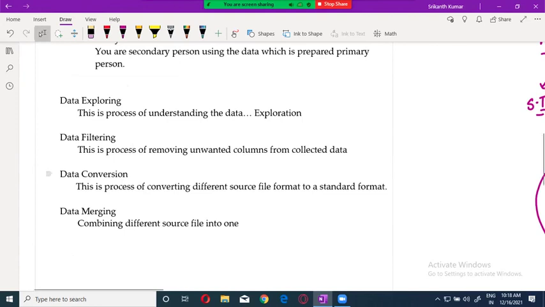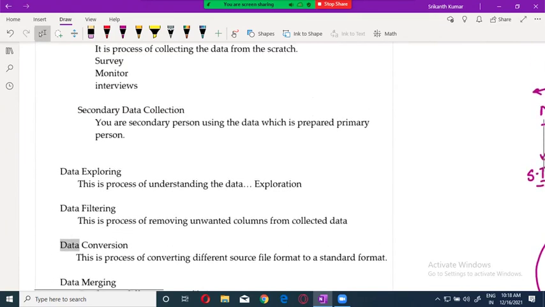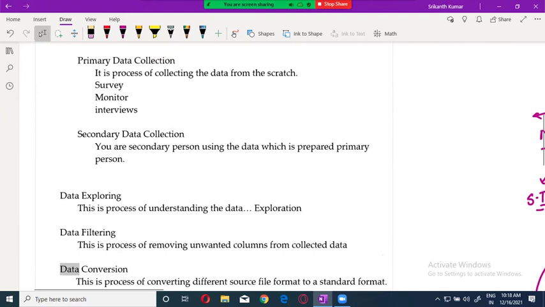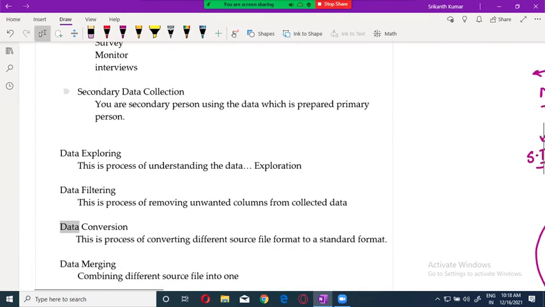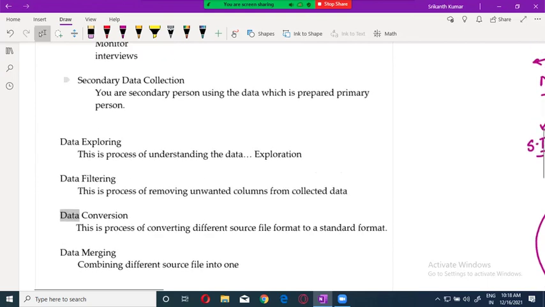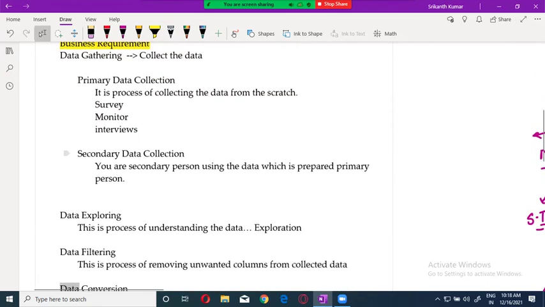And how many source files will be there? Only one, or one or two. And I know from the starting that these source files should be in a particular format, so I will not do the conversion. Merging may be required if I have multiple source files. But when you are going with primary data collection, no exploration, no filtering, no conversion, guys.